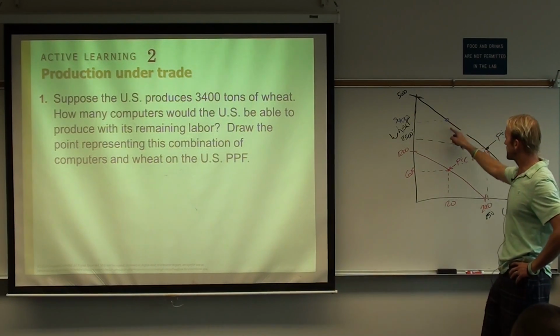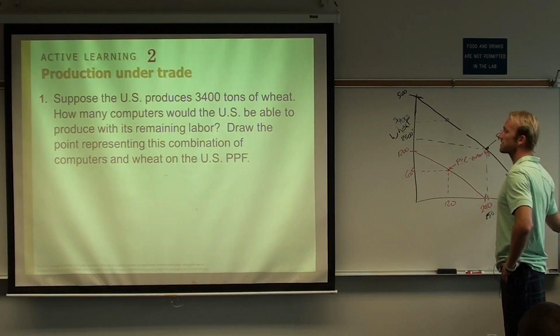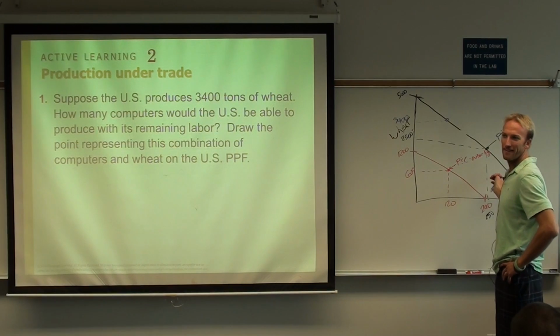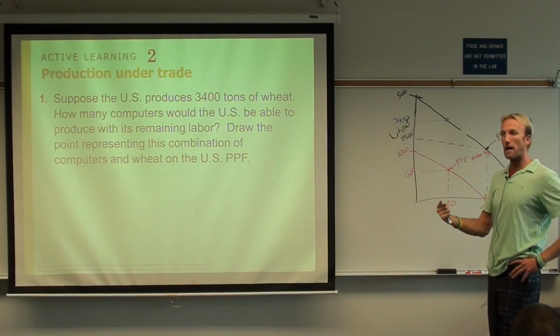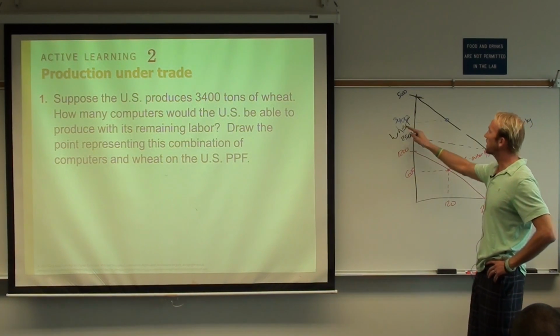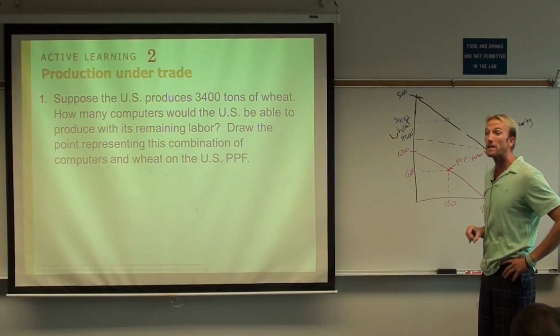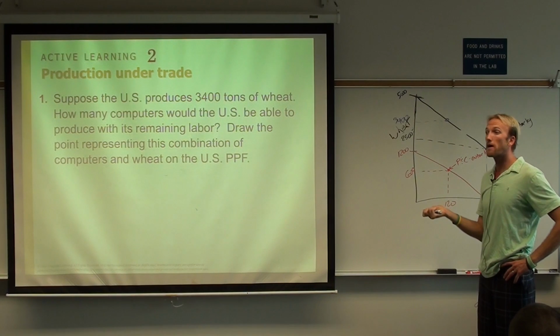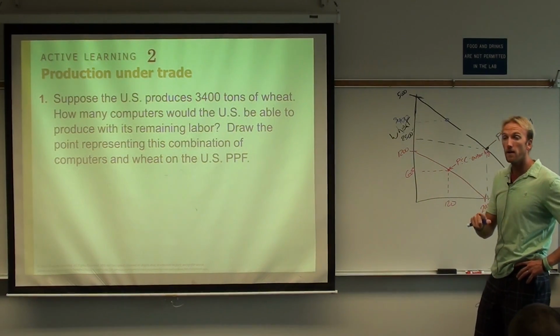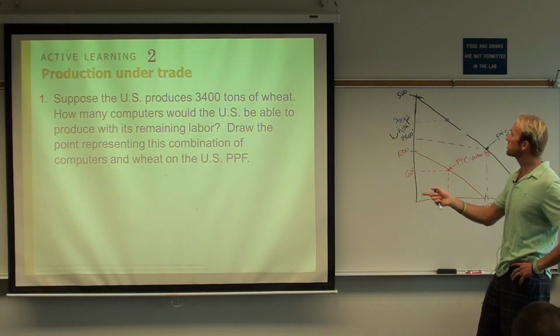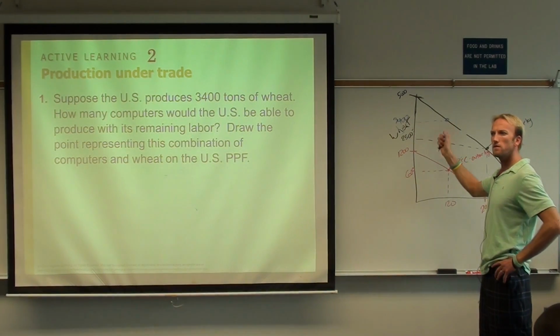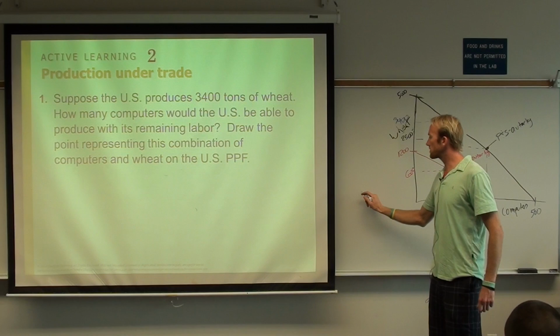We could do two ways. One, we can connect it down. Unfortunately, this graph is not on graph paper, so it might not turn out well. But we could do it mathematically, right? Figure out how many labor hours are required. So if I make 3,400 tons of wheat, how many labor hours does that take? 1 ton is 10 labor hours, remember from earlier. So this would be 34,000 labor hours.